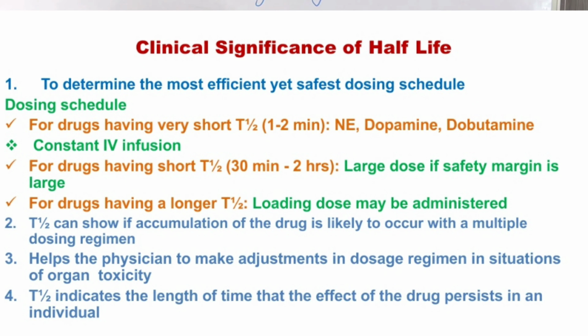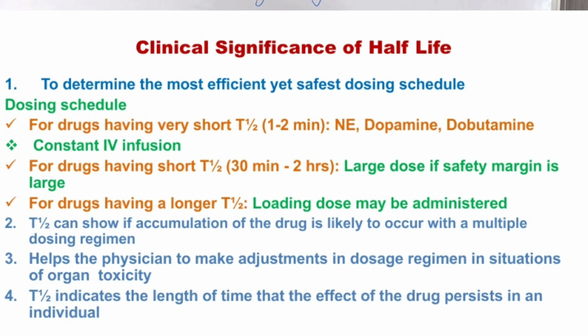Drugs which have a short half-life of 30 minutes to 2 hours, it would be inconvenient to administer the drugs at every half-life. In such cases, provided the safety margin of the drug is high, a large dose of the drug can be administered so that the drug can be administered at 6 to 8 hourly intervals. Drugs which have a long half-life, for example, chloroquine 1 week, amiodarone 1 month, it would take a very long period to achieve a steady state plasma concentration. So for such drugs, a loading dose is administered to achieve the steady state plasma concentration quickly.